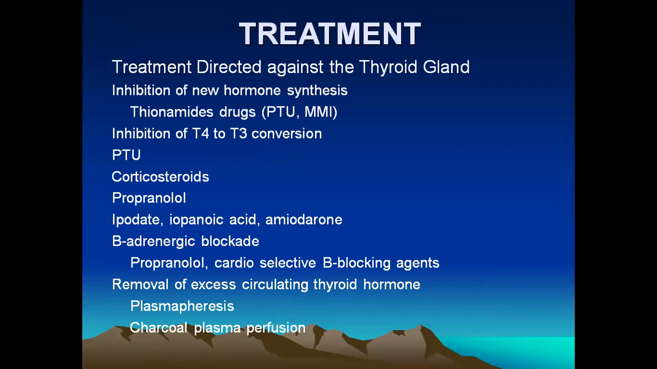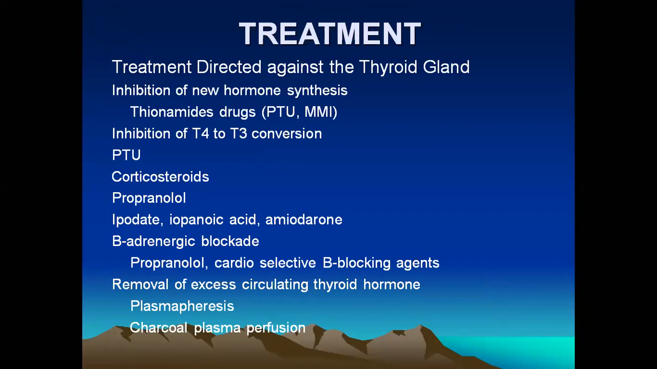So the treatment is directed against the thyroid gland. First of all, you have to inhibit the release or formation of the hormone. So inhibition of new hormone synthesis by drugs: these are PTU and MMI. Inhibition of the conversion is important. Propranolol is more important here. Then corticosteroid should be given.